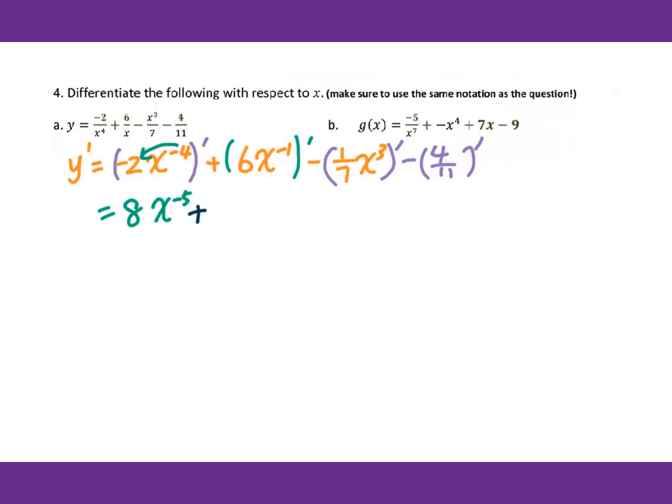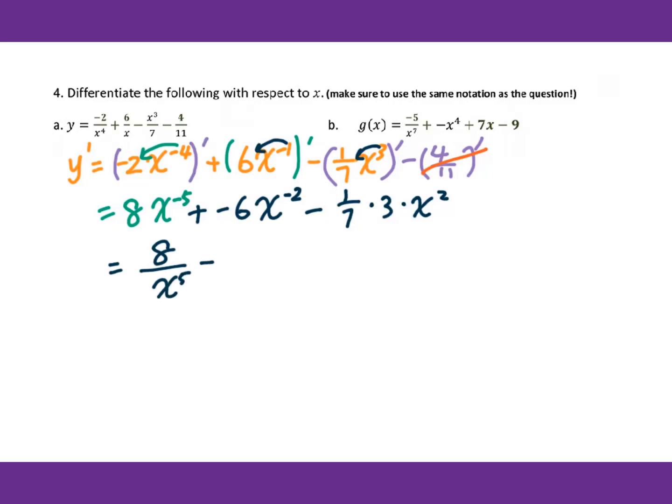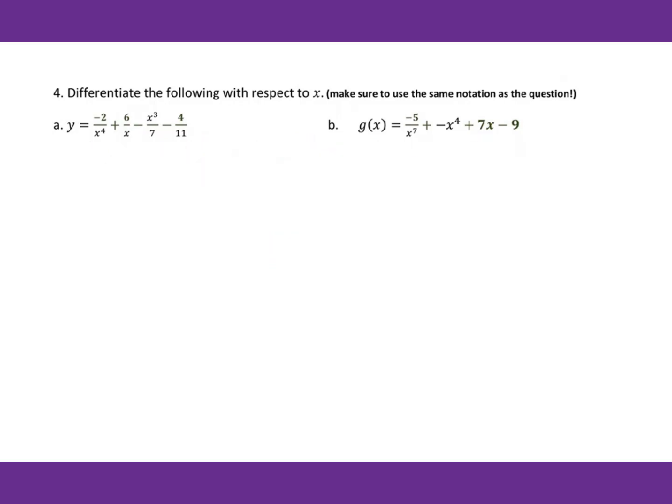Then we have plus 6 times negative 1 is a negative 6, x to the negative second power. Minus, drop down, 1 over 7 times 3, then it's x squared. This will be 0. Then we organize. 8 over x to the fifth power, minus 6 over x squared, minus 3 over 7x squared. Now let's go to B.